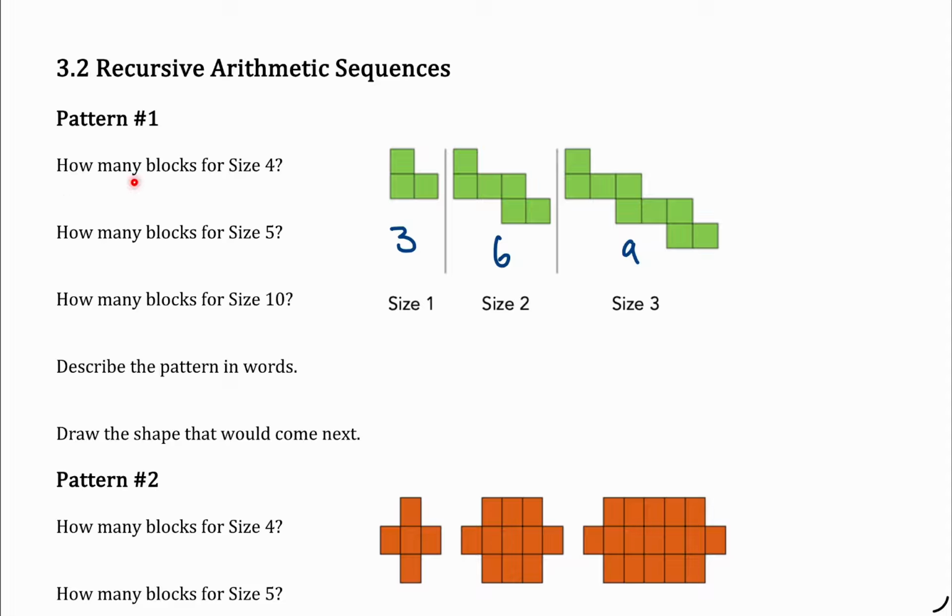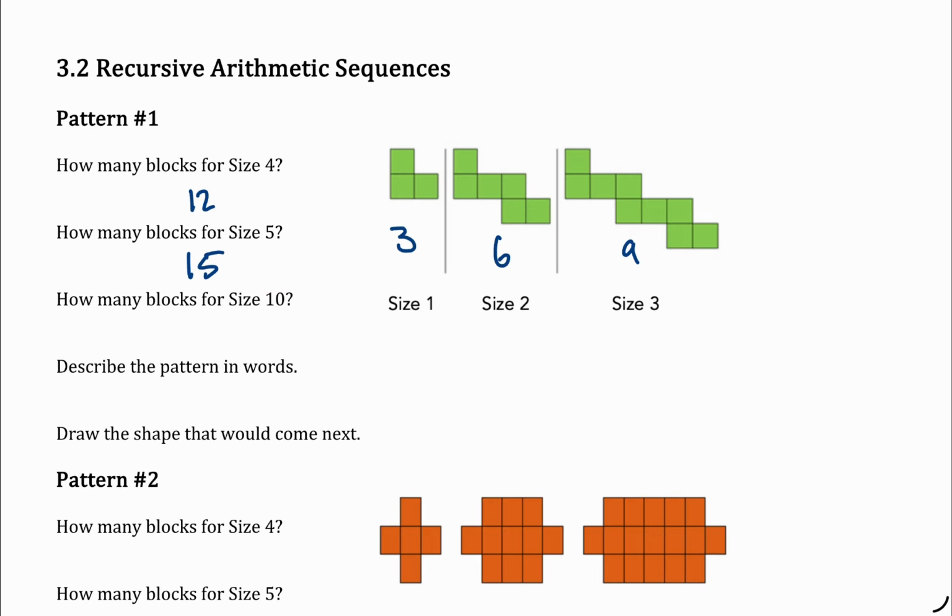So up here, when it says how many blocks would be in size 4, well, that's pretty easy. You just add 3 to 9, right? And you get 12 blocks. Then how many would be in size 5? Well, you just add another 3, you'd get 15. Okay, then it asks how many blocks would be in size 10.